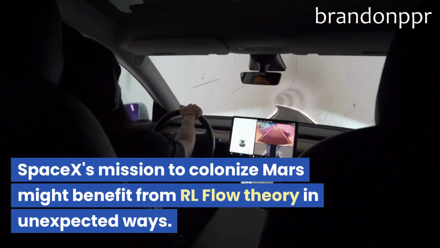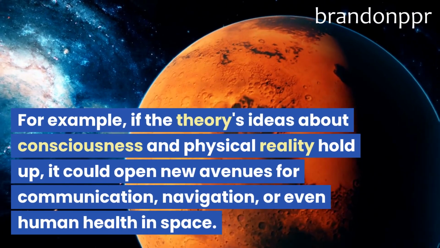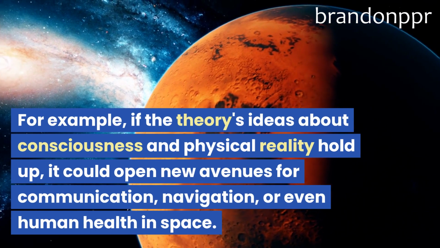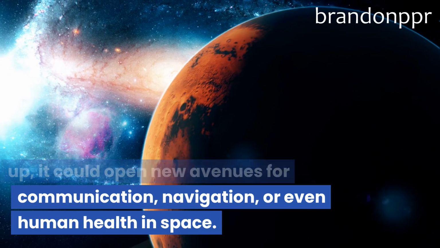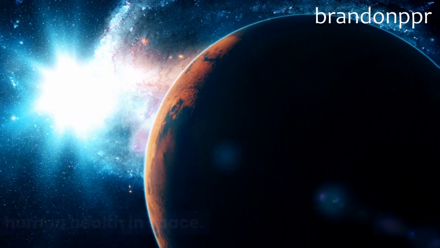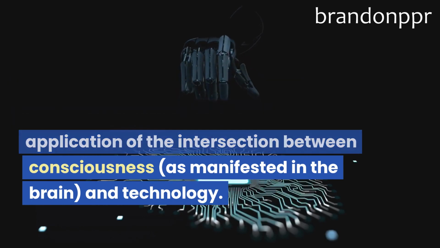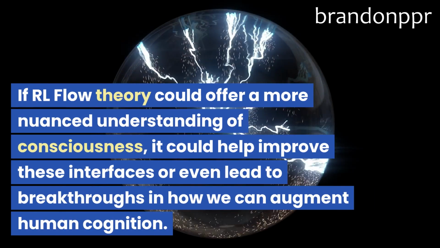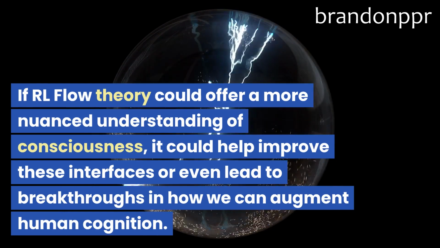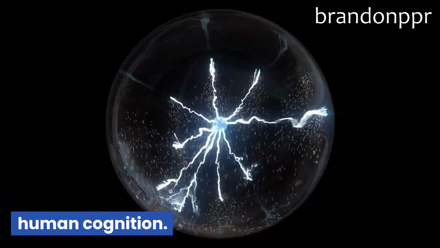SpaceX's mission to colonize Mars might benefit from RL flow theory in unexpected ways. For example, if the theory's ideas about consciousness and physical reality hold up, it could open new avenues for communication, navigation, or even human health in space. Neuralink, Musk's brain-machine interface company, is a direct application of the intersection between consciousness, as manifested in the brain, and technology. If RL flow theory could offer a more nuanced understanding of consciousness, it could help improve these interfaces or even lead to breakthroughs in how we can augment human cognition.